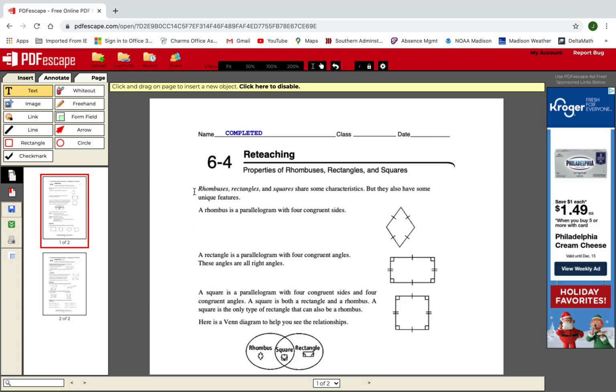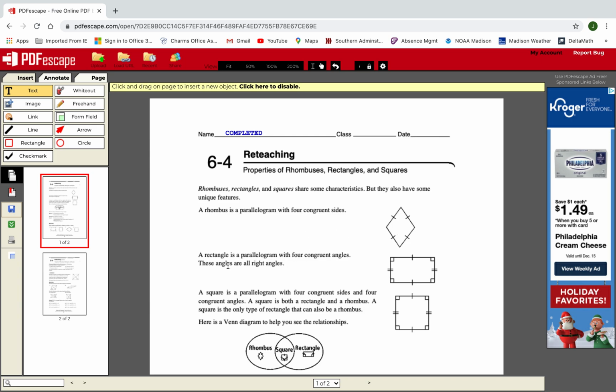All right, so rhombuses, rectangles, and squares share some characteristics, but they also have some unique features. A rhombus is a parallelogram with 4 congruent sides. So this is a rhombus. Some of you may call it a diamond, but the geometric name for it is rhombus. Notice that it has 4 congruent sides, and so does a square. So a square is a special rhombus.